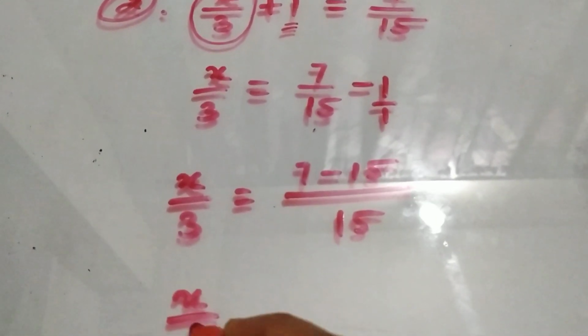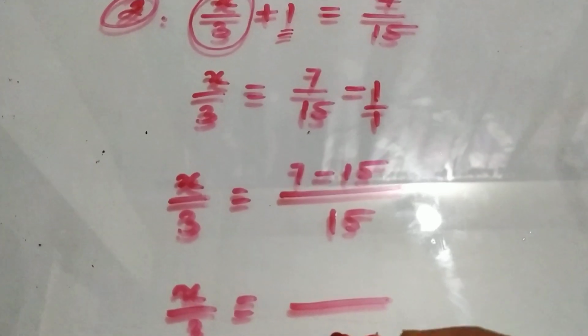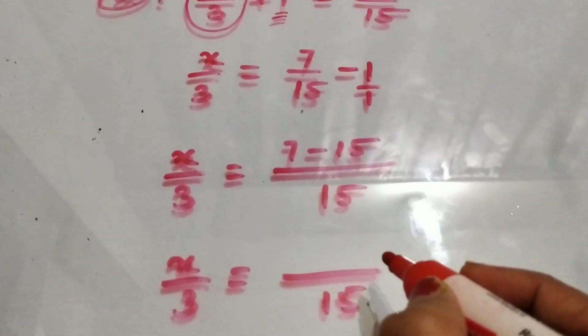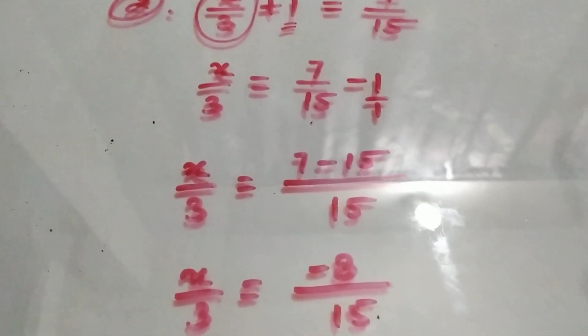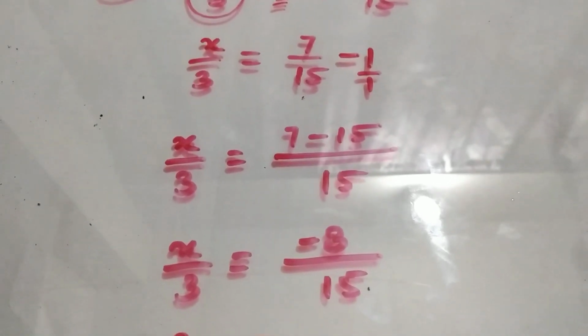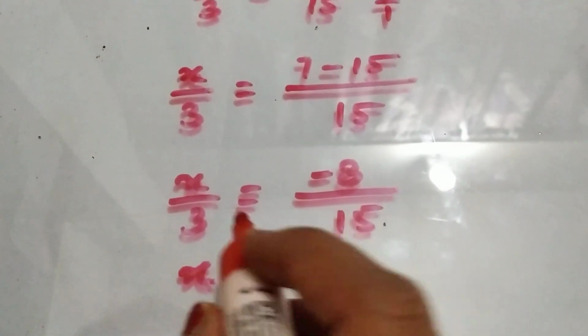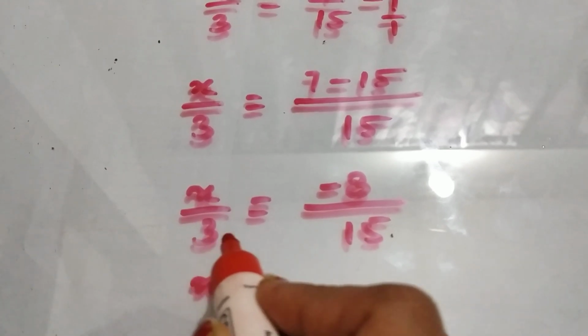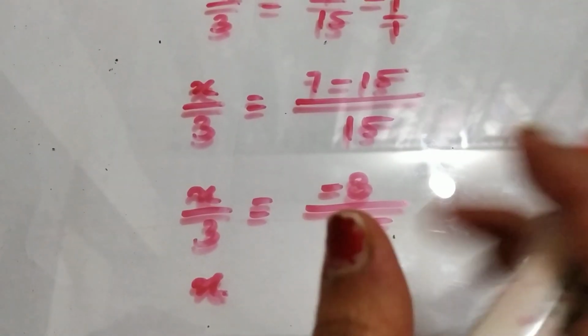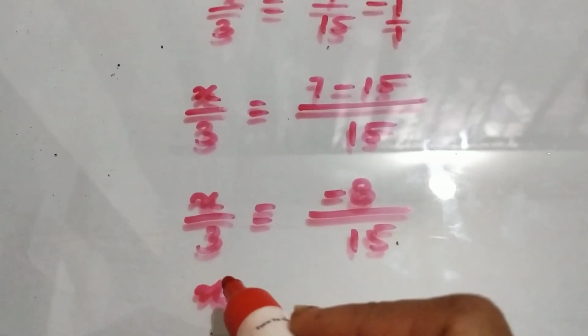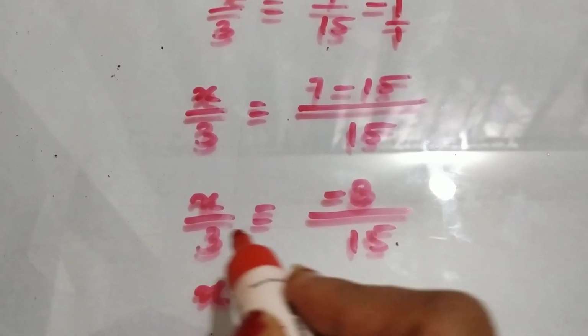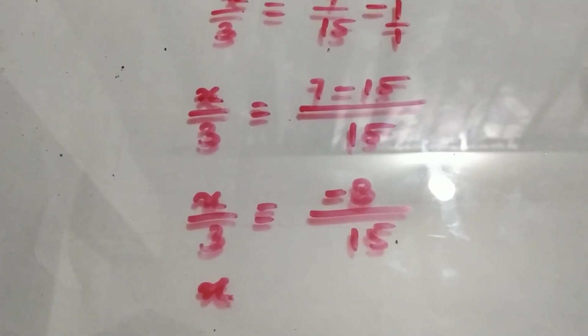X by 3, 15, minus 8, X. Now no other number is there. X by 3. We leave only the variable on one side separately.